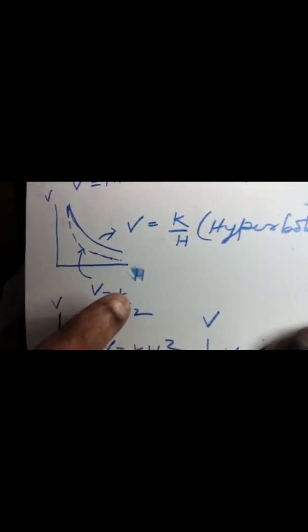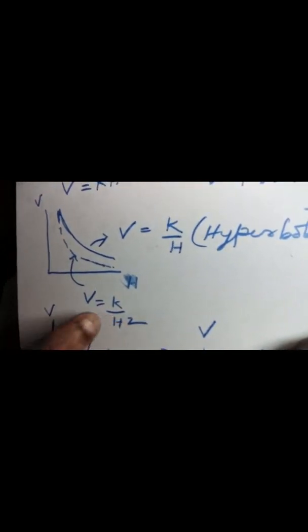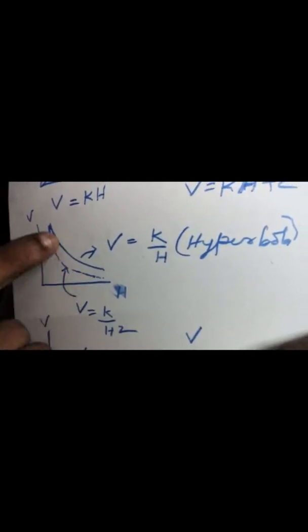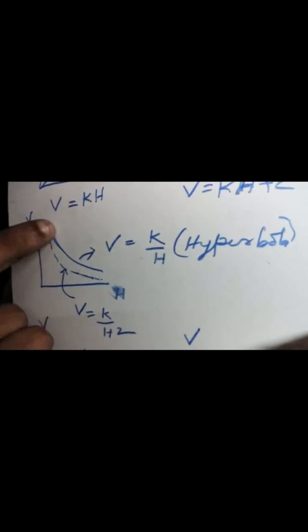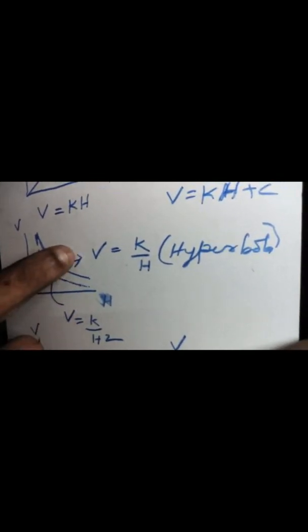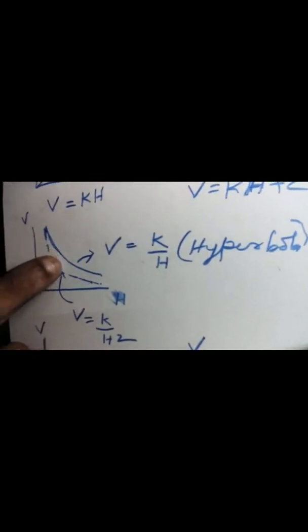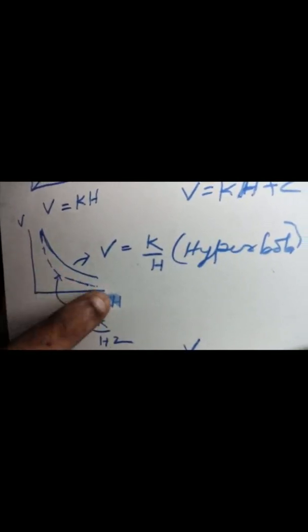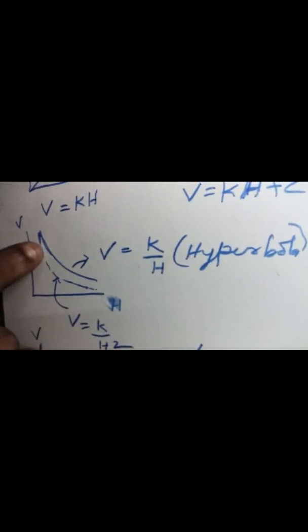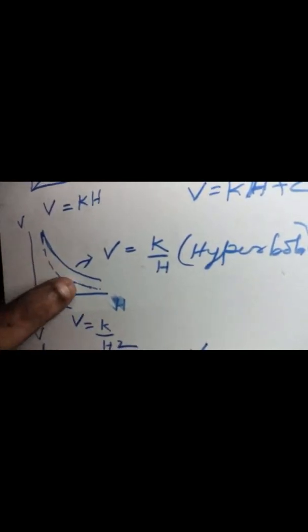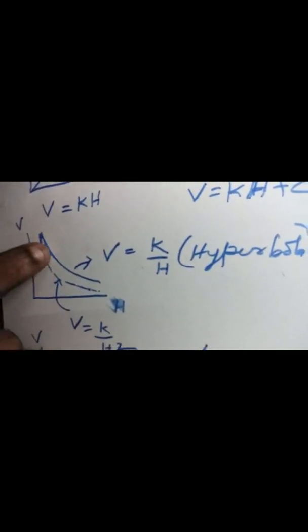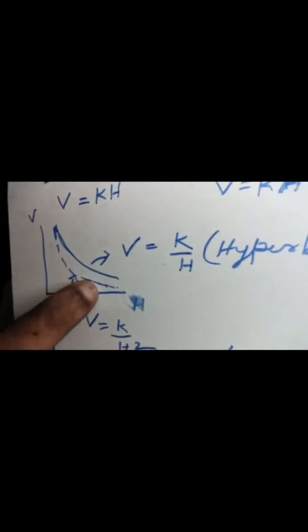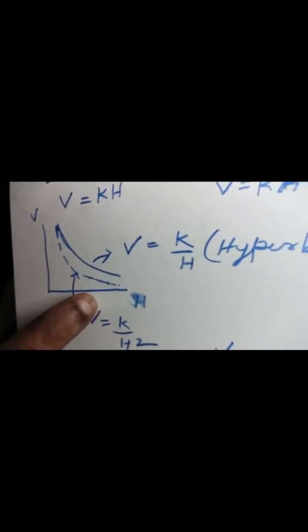If V equals K by H square, still the graph is a curve which is steeper than this, like this. This is a curve without any particular name, but it is steeper. It is more vertical and bends like this. See this.